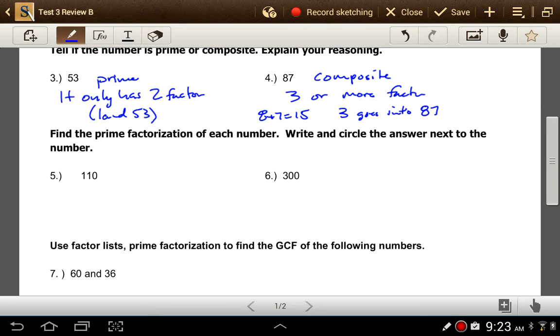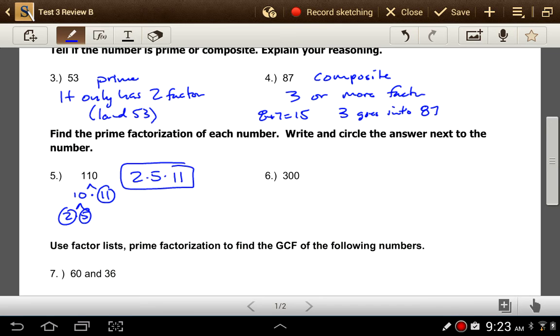Okay, hopefully you're done with these. If not, pause right now. 110, I'm going to break this up into 10 times 11. 10 times 11 is 110. 11 is prime, so I circle it. 10 is 2 times 5. Those are both prime, I circle them. So it's 2 times 5 times 11.